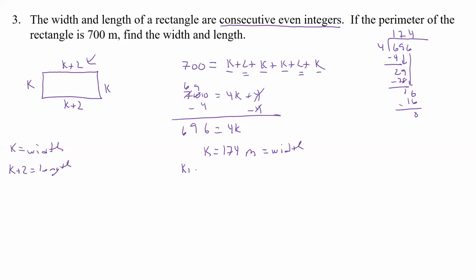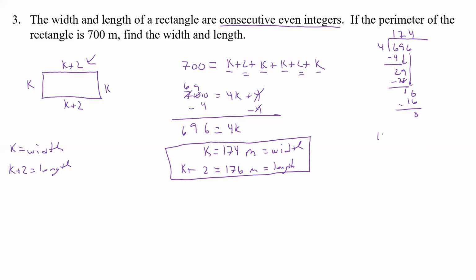So we are saying k is equal to 174 meters, and that's equal to our width. Well, k plus 2 is going to be the next even integer, so that's going to be 176 meters, adding 2 to that. And we're saying that's the length. So that's what we're saying is true. Now we have to verify it.